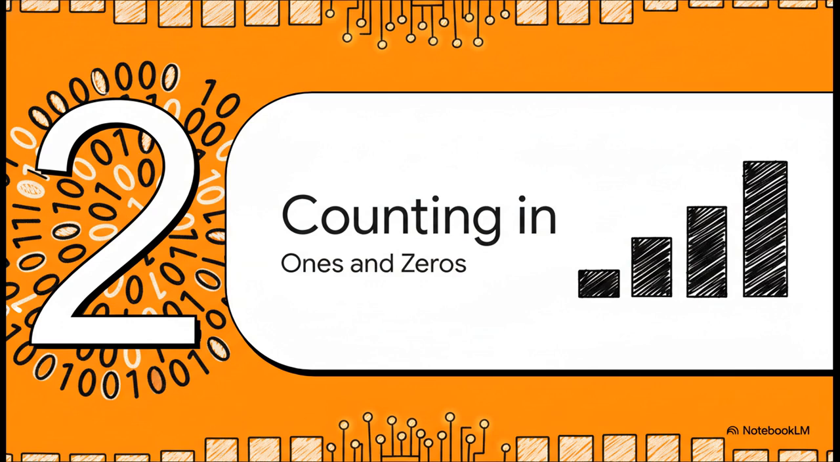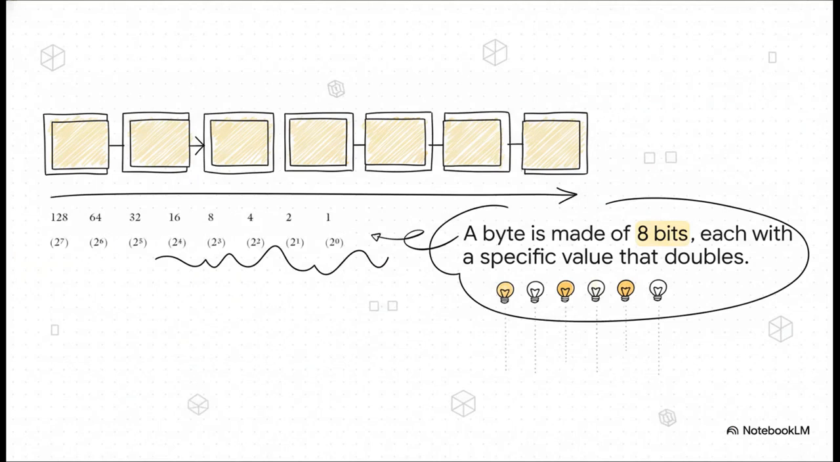Okay, so we get the basic idea, but how do we actually read this stuff? Let's dive in. All right, so in the computer world, you'll hear the term byte a lot. A byte is just a group of 8 bits, 8 of those little on-off switches. And each of those 8 spots has its own special value. Starting from the far right, we've got 1, and then it just doubles each time you move left: 2, 4, 8, all the way up to 128.